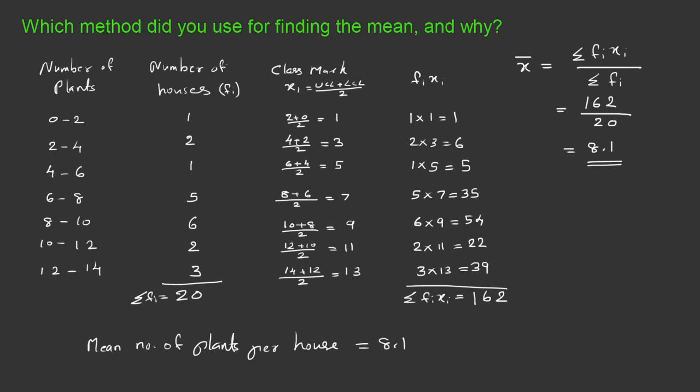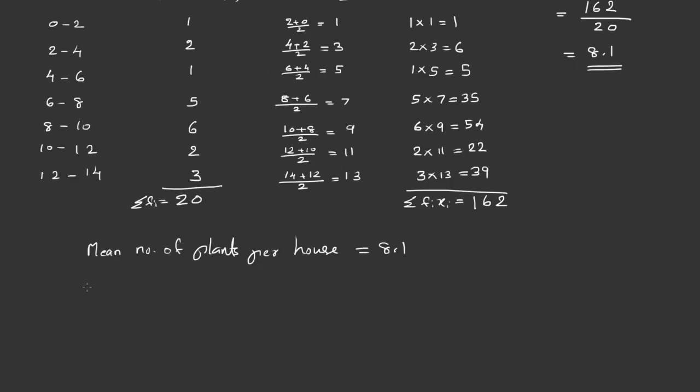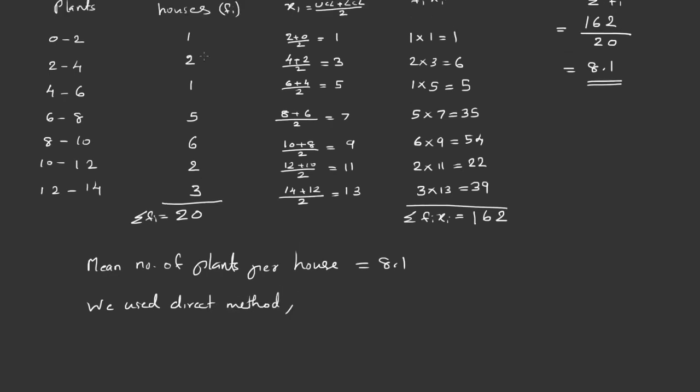Other question is, which method did you use for finding the mean and why? We used the direct method here. Why? Look at the values of fi's and xi's. We can see they are small enough to calculate easily. Therefore, we use direct method because values of xi's and fi's are small.